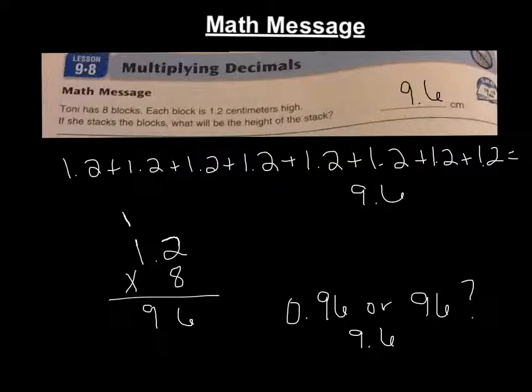We know that 1.2 is less than 2, and if we multiplied 2 times 8, that would only get us 16, so 96 would not be a reasonable answer. And also, we know that 1.2 is greater than 96 hundredths, so if we're multiplying 1 and 2/10 times 8, it couldn't be that answer, so we knew it had to be 9.6.